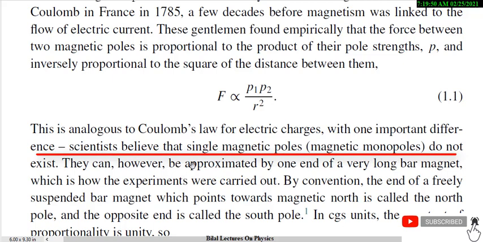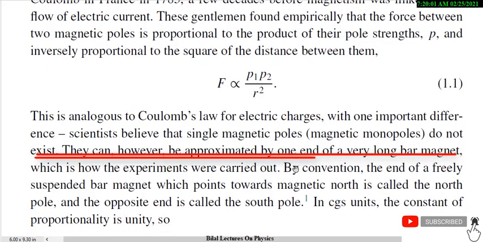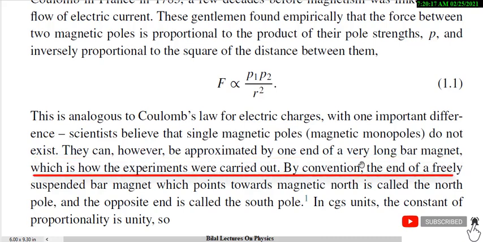Scientists believe that a single magnetic pole does not exist. This is a very important MCQ point: single magnetic poles do not exist. They can, however, be approximated by one end of a very long bar magnet. So this is also the possibility of a one-pole magnet. Even a very long bar magnet that has only a single pole does not really exist, which is how the experiment was carried out.